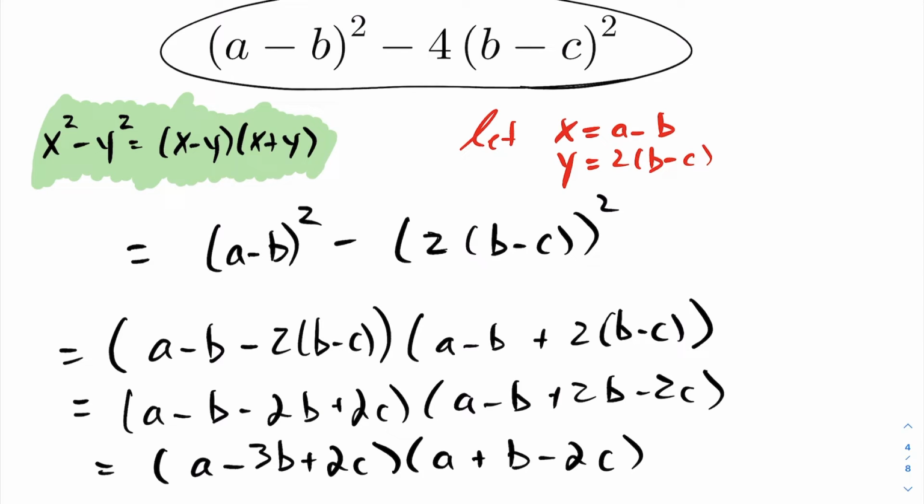You'll see here I have x minus y times x plus y. Expanding and simplifying, we now have a factored expression. So we start off with this expression here, not factored, applied our difference of squares, and now we have a fully factored expression on the bottom.